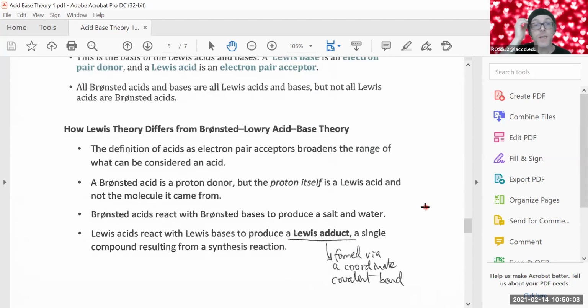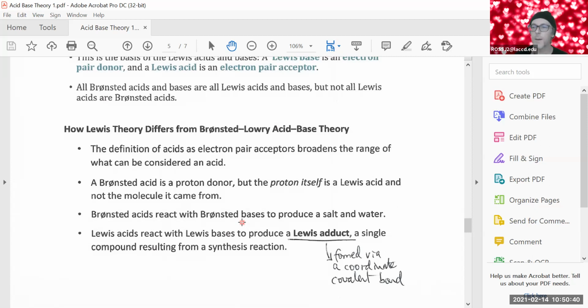Okay, so let's see how they differ. If you look at these bullet points here, the real difference isn't apparent until you get to this last bullet point. The Lewis way of thinking is we form coordinate covalent bonds, which would produce the product, a Lewis adduct. As you might see from the word adduct, it's literally two things added together to make one thing.